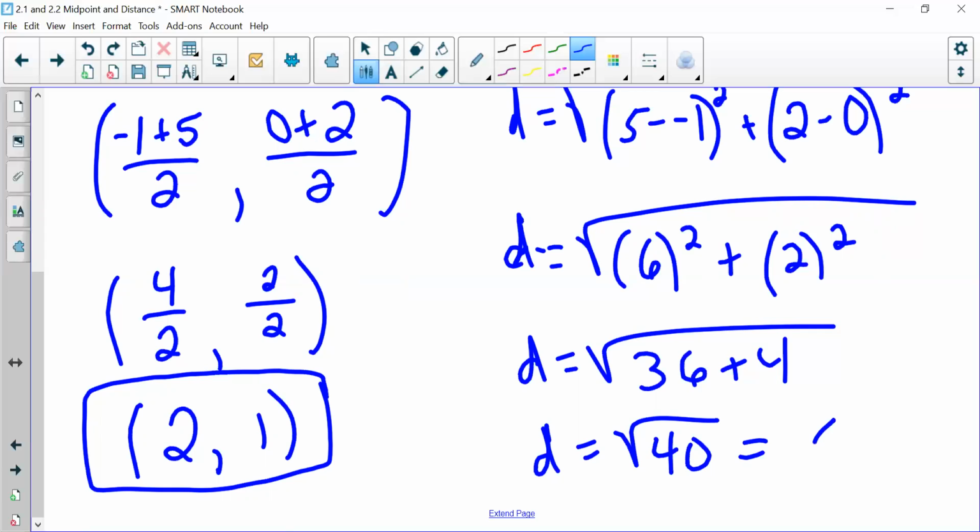So I'll say 6.32. If you have a calculator that gives you the exact answer, you will have square root of 40 as your end answer. But then use your S to D button. It will convert it to a decimal, and then you can round. So there's your distance between those points.